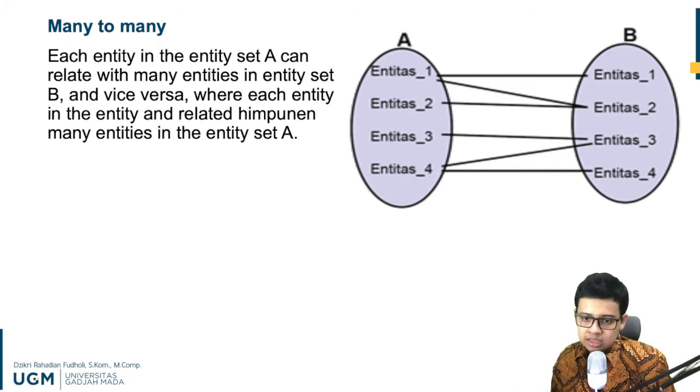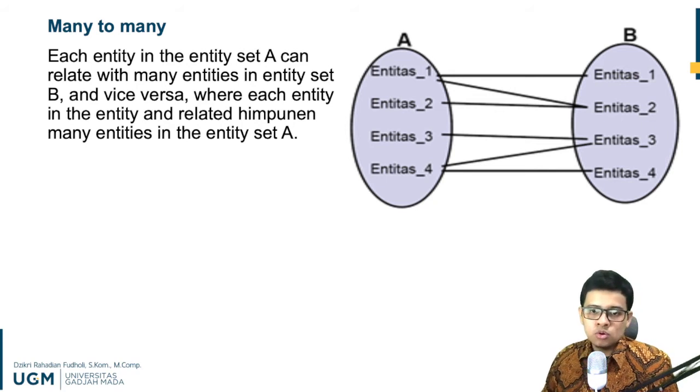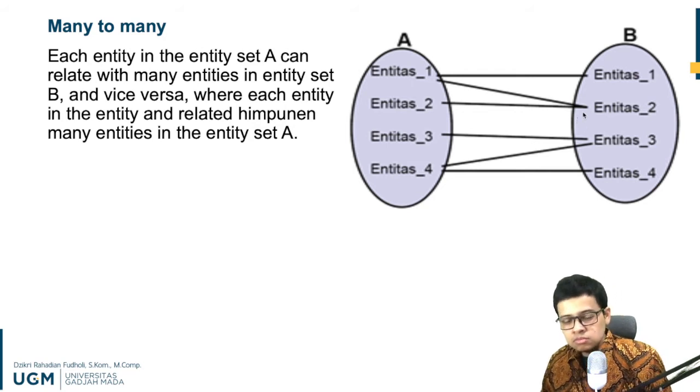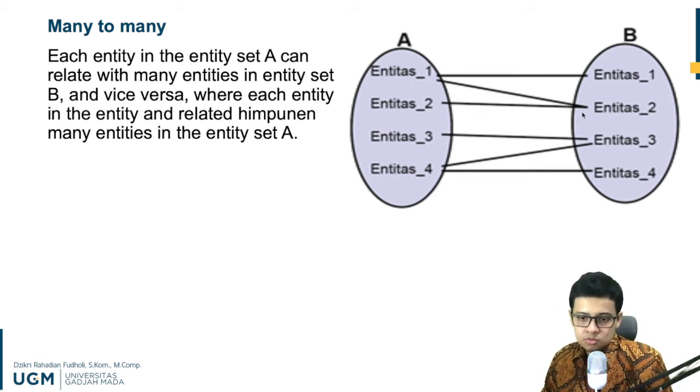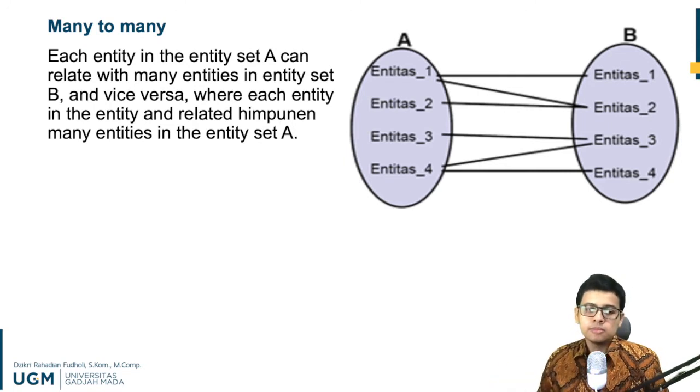The example is like lecturer and class. So, for example, set B is the classroom and set A is the lecturer. Some lecturers can teach in some classrooms, and some classrooms can be used by a few lecturers. So that's the connection between those two, many to many. And that is the fourth relationship.